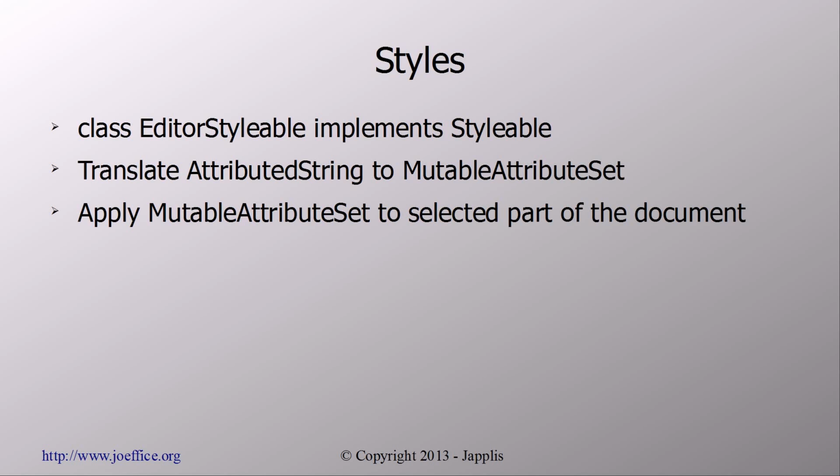So as you can see, we have created an interface, and now we also need to implement the interface. For example, for text document, as a text document is using JTextPane, this means that we need to implement this attribute string and to translate them into mutable attribute set, because this is what JTextPane is using. And then we need to apply the translated mutable attribute set to the selected part of the document.